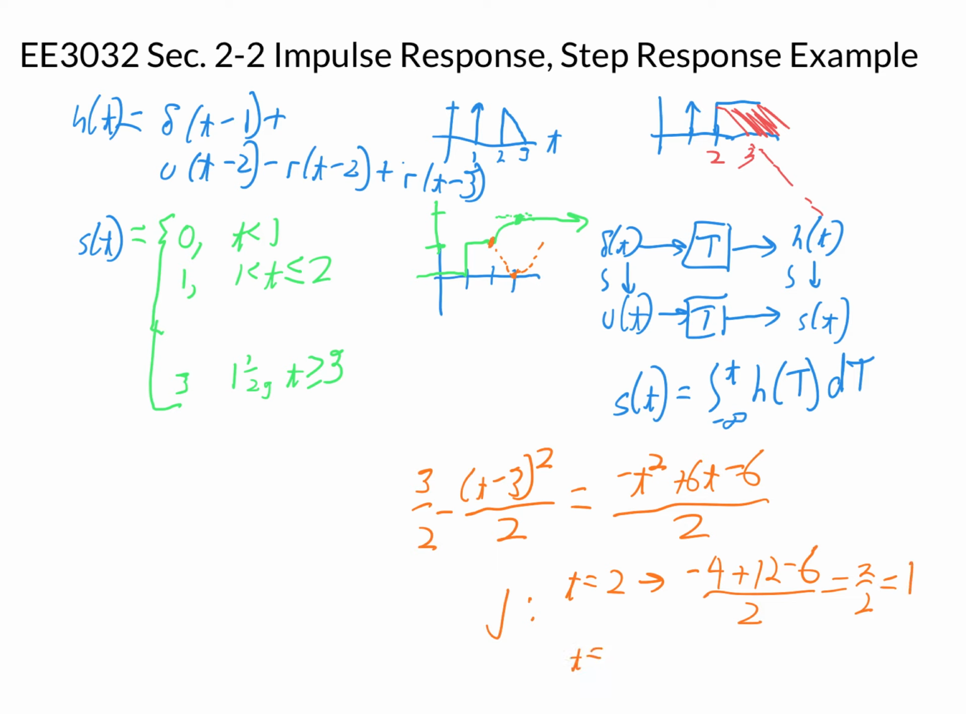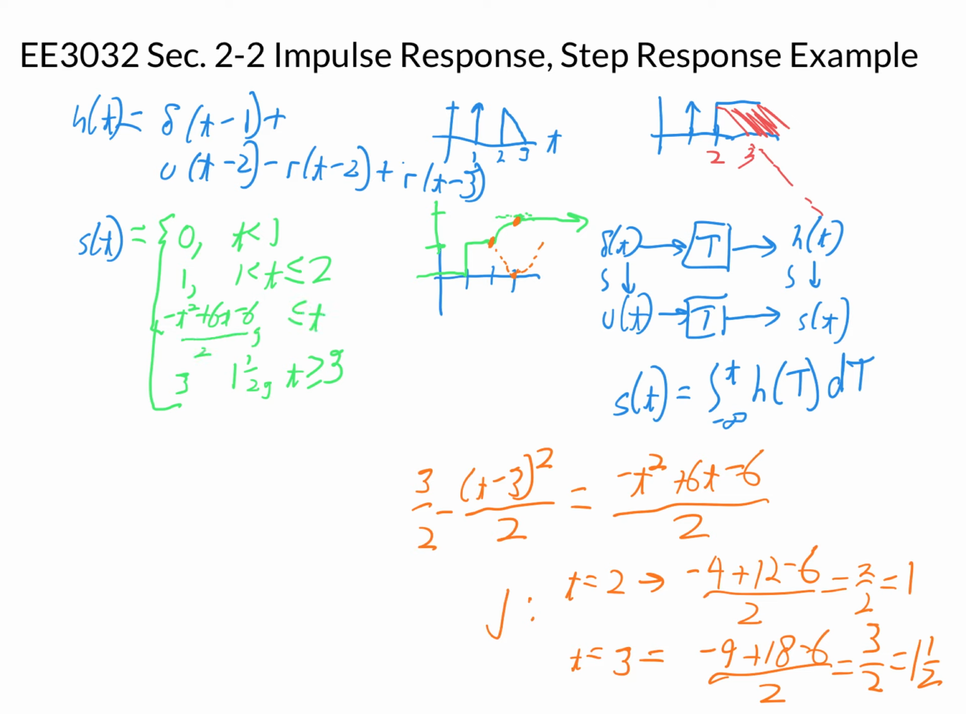And if we check the value at t equals 3, we'll get minus 9 plus 18 minus 6, over 2. So in the numerator, we get 3 over 2, or 1 1/2, which is where we need to be right there. So that is our expression for the curve from 2 to 3. So minus t squared plus 6t minus 6, all over 2.